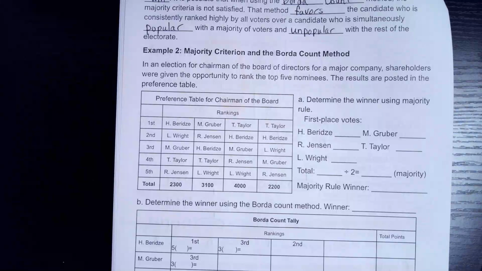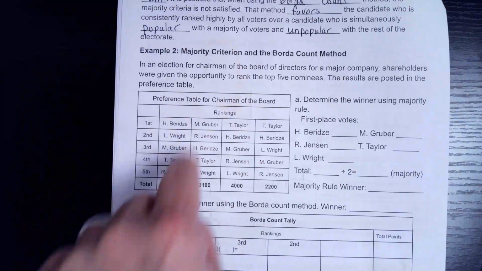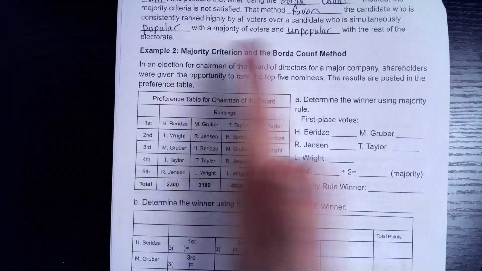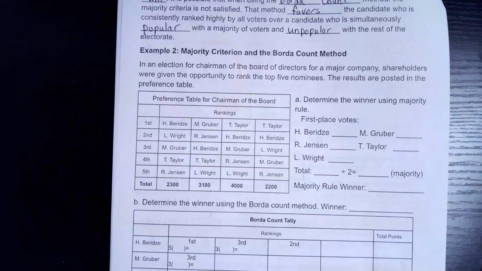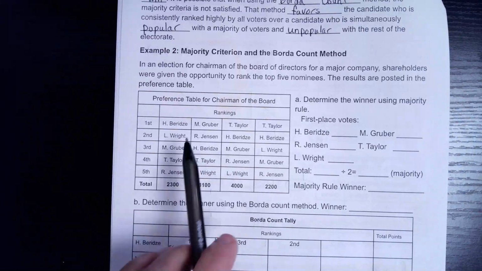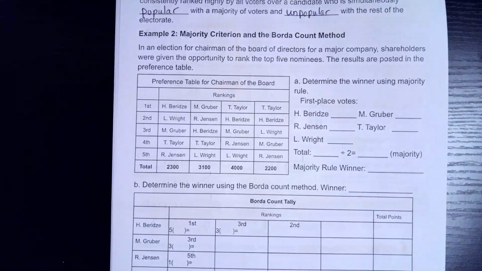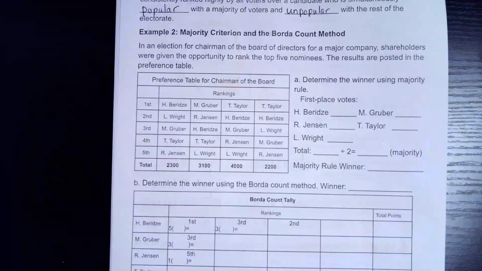Now, y'all, how many possible ways could these 5 people be ranked? What's the math you do if you're trying to... 5 factorial, which I believe is 120, right? Thank goodness we did not see 120 different rankings. So, amazingly, only 4 rankings occurred, which would be pert near impossible, but I'm still glad they did it this way. Agree? All right, so A, determine the winner using majority rule.